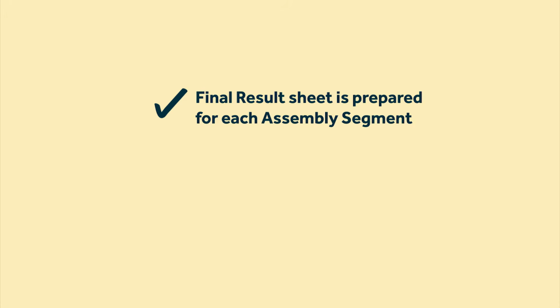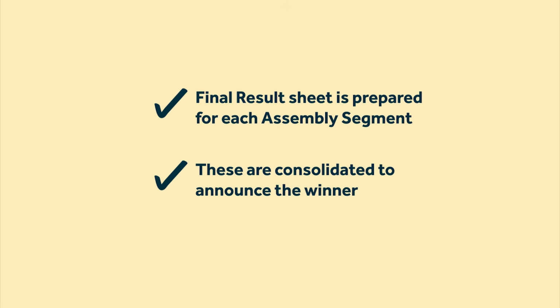At the end of the counting, a final result sheet is prepared that contains results from postal ballots and each round of counting for each assembly segment. These are then consolidated to determine the winner from the parliamentary constituency.